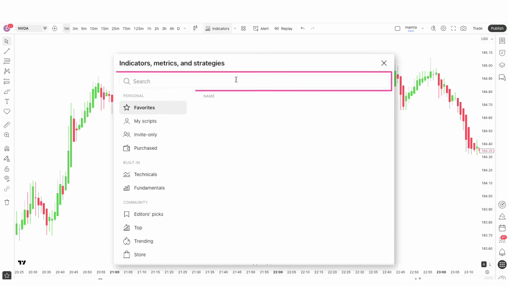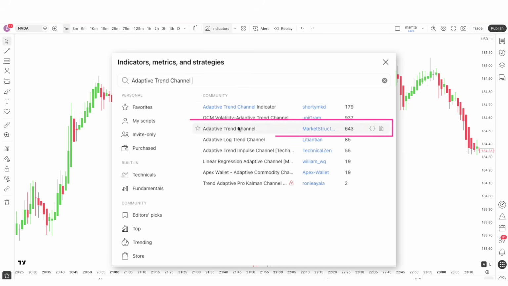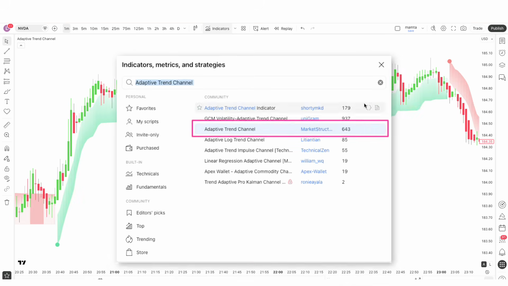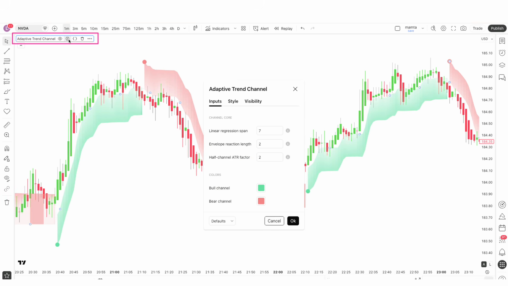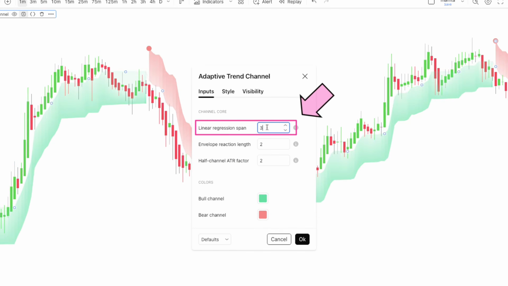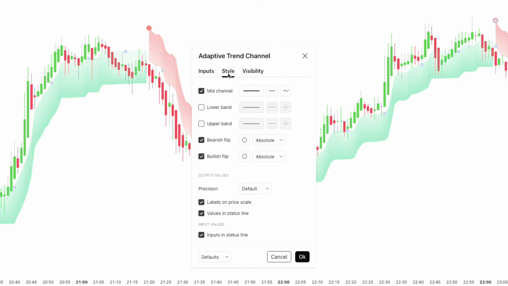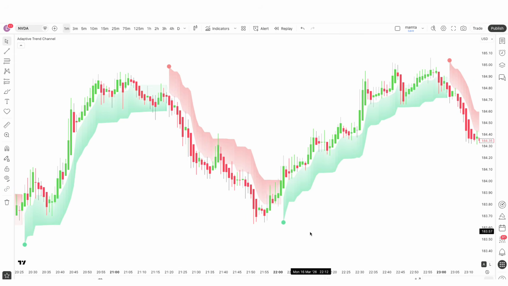Head over to the Indicators tab and search for the Adaptive Trend Channel. Select the indicator made by Market Structure and add it to the chart. Now change the indicator settings for perfect signals. First, change Linear Regression from 7 to 3. Everything else is fine after that. Click OK. Now we'll add one more indicator to make this strategy more powerful.